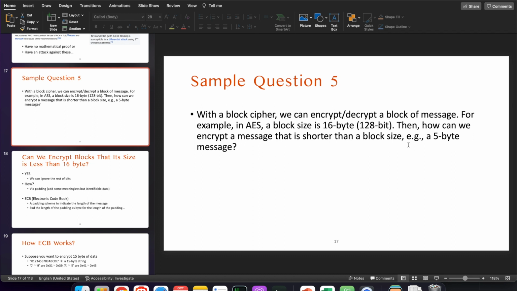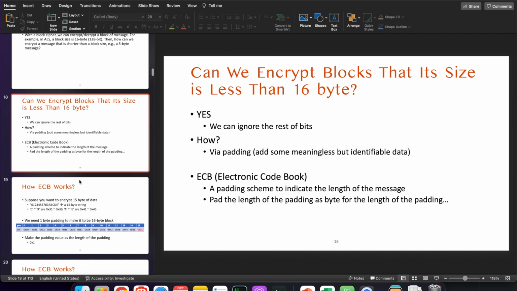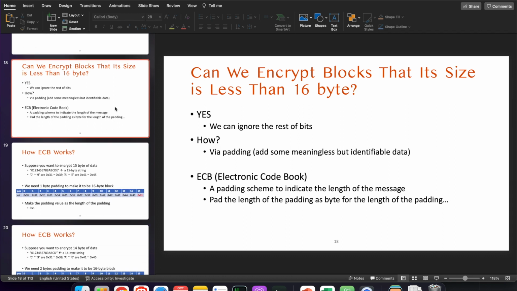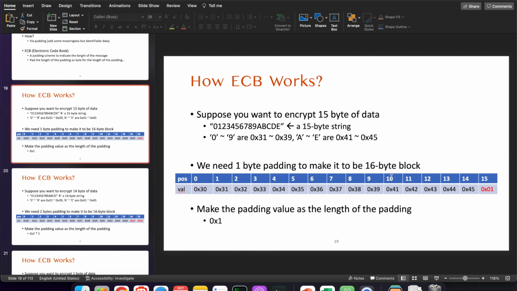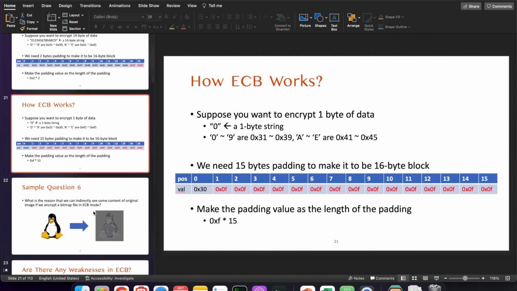For example, if the message is not 16 bytes, if it is 5 bytes, then how can we encrypt that? In this regard, we studied the padding scheme in the block cipher. That is being used by the ECB, and CBC also uses this kind of padding scheme. Please study how the padding scheme works with the attached slides.